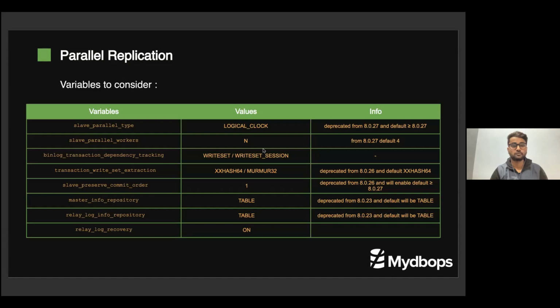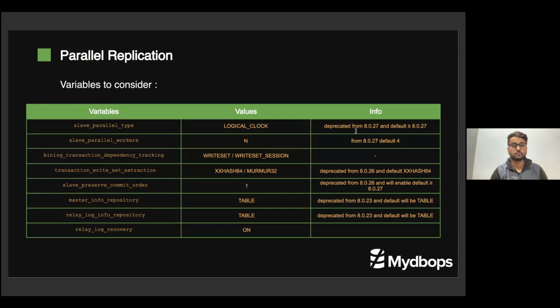Transaction write set extraction is an algorithm for hashing transactions and extracting those that can be used for parallelism. Slave preserve commit order will preserve the commit order and avoid gaps between transactions. As I have mentioned, these variables are from 8.0, and from 8.0 to 27 it will be the default.